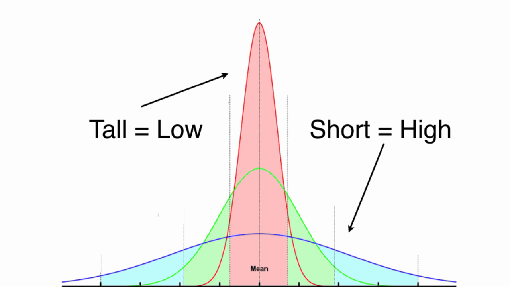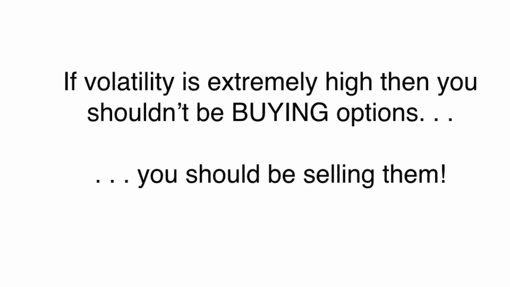So again, remember that our distribution curve becomes much, much taller and much more centered when volatility is low, so the stock's not going to move as much. But when the distribution curve flattens out, that's when high volatility is in the market. And that means that there's a higher likelihood that the stock makes bigger moves up and down.